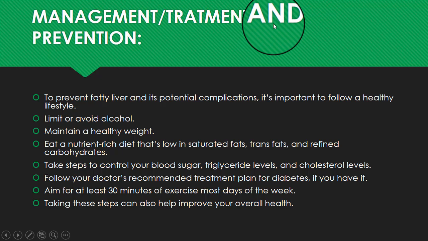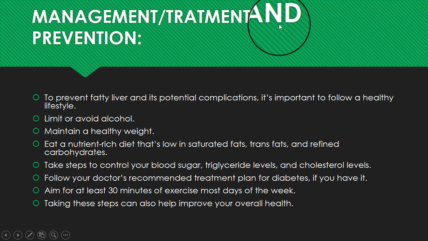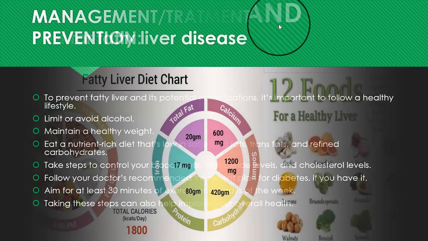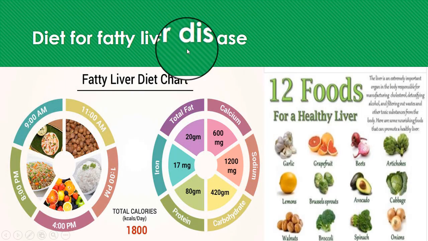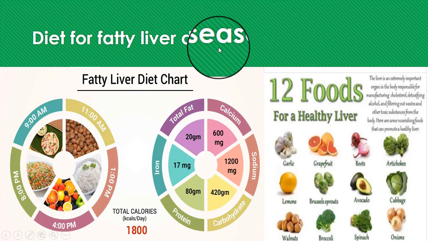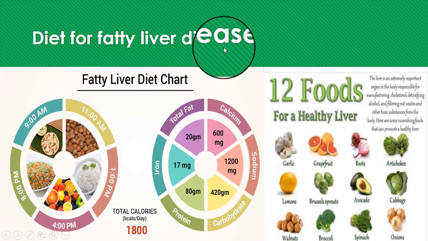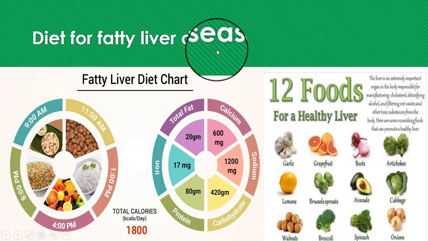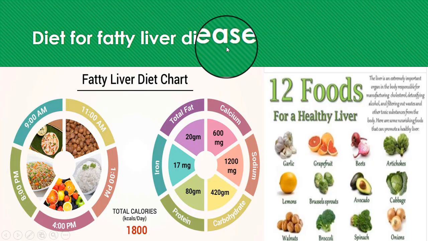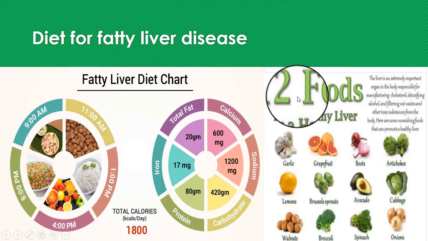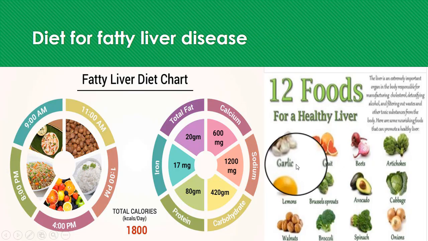And now we will discuss the diet. We would like to recommend a diet for fatty liver disease, so let's talk about it. Diet for fatty liver disease: if you have fatty liver disease, your doctor might encourage you to adjust your diet to help treat the condition and lower your risk of complications. For example, they may advise you to do the following things.